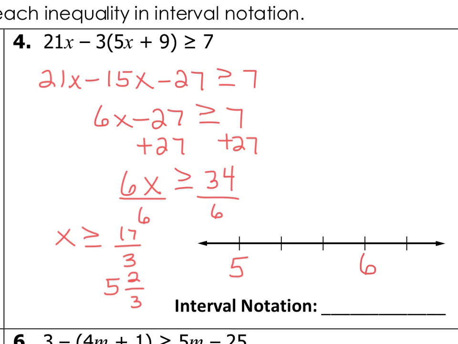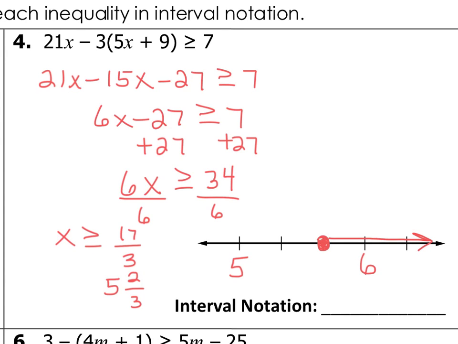So I'm going to put 6 there. Now to graph 5 2/3, we're simply going to go from 5 to 1/3, 2/3, and this is where we're going to put our circle. It's a closed circle since we have the equal to sign. So we have a closed circle at 5 2/3, and we're going to point the arrow to the right-hand side because x is greater than that value. So we're going to point it in that direction.